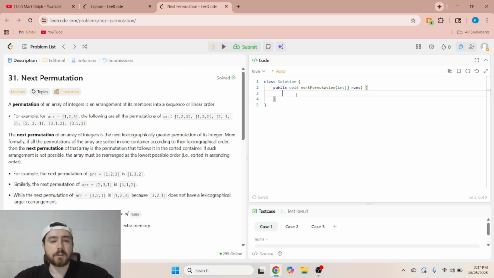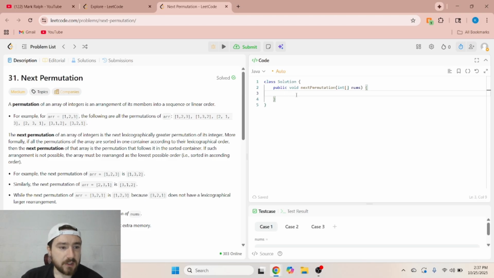Yeah, what up, guys? So today we're going to work on Next Permutation, number 31 from LeetCode. So, LeetCode medium problem. This one's actually pretty rough on the explanation, but I'll trim it down and make it a bit easier to understand here. So let's go ahead and get right into it.